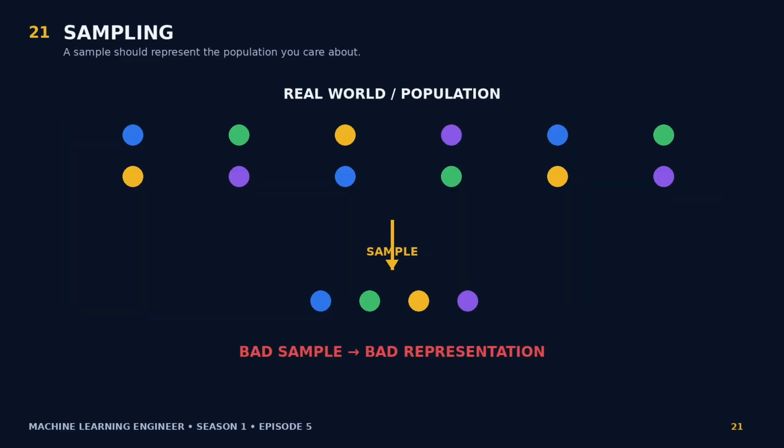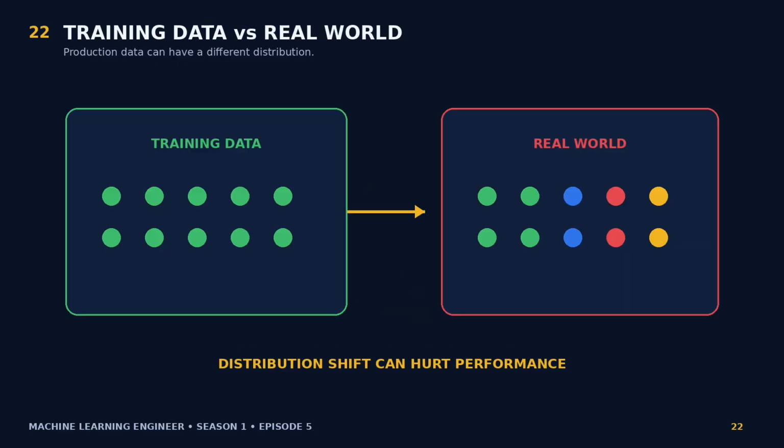This can make evaluation look fantastic while the model fails in production. Often, we cannot use every possible example in the world. We need to create a sample. The sample should represent the population we are interested in. Poor sampling can create a dataset that looks fine technically but doesn't represent real world users. And then the model may perform well on the sample but poorly on actual users.